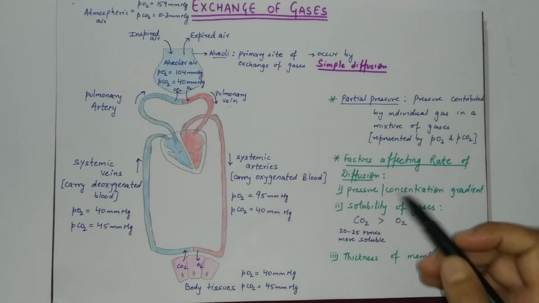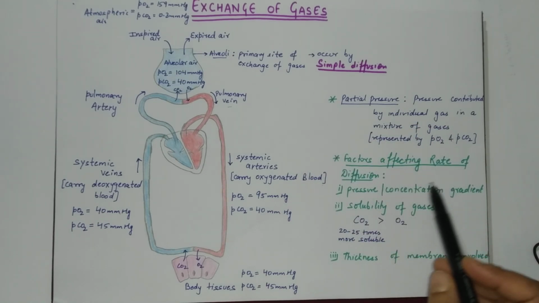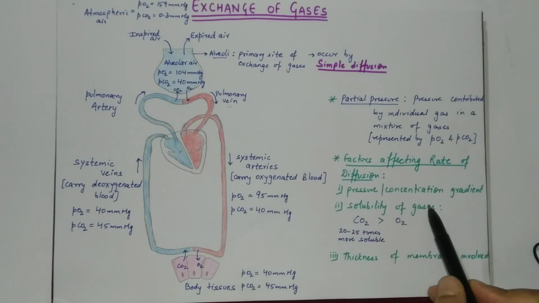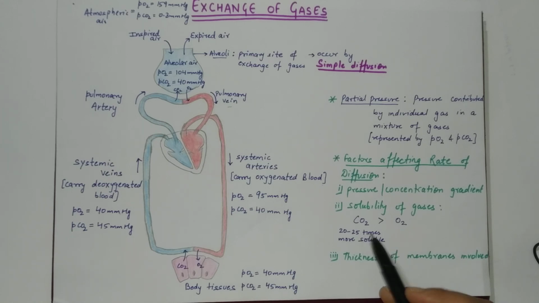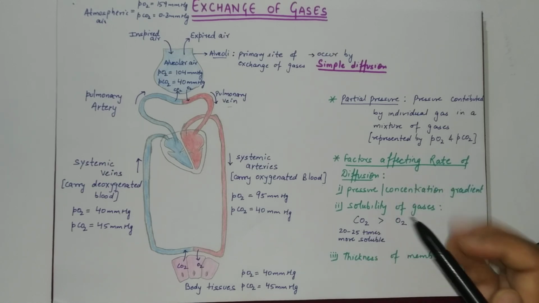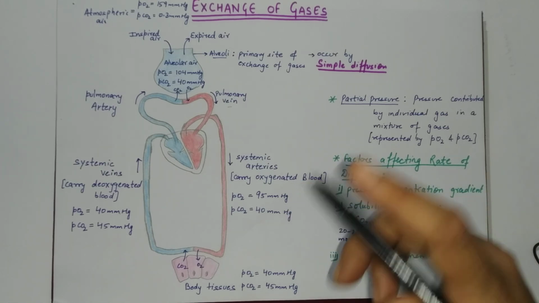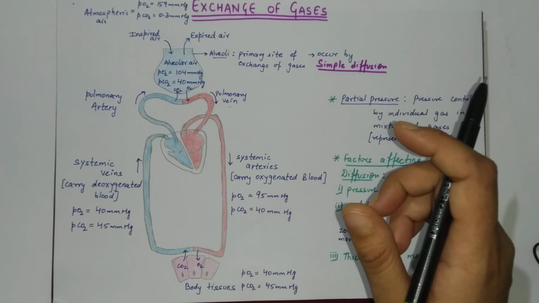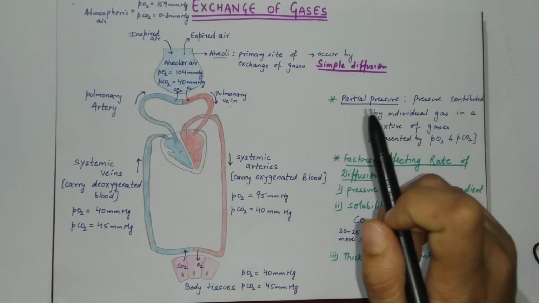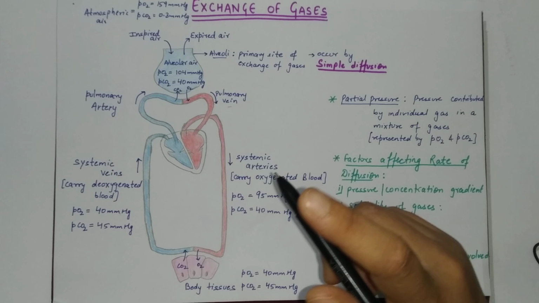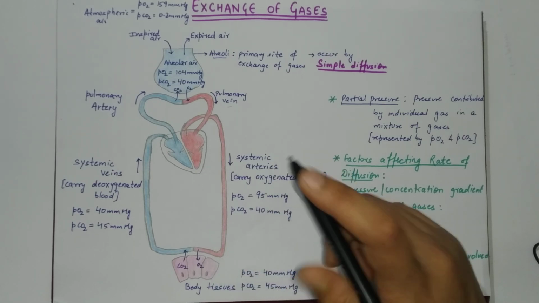Moving ahead, the second point which affects the rate of diffusion is the solubility of gases. It is a fact that carbon dioxide is 20 to 25 times more soluble than oxygen. So the amount of carbon dioxide that can diffuse through any diffusion membrane per unit difference in partial pressure is much higher as compared to that of oxygen.